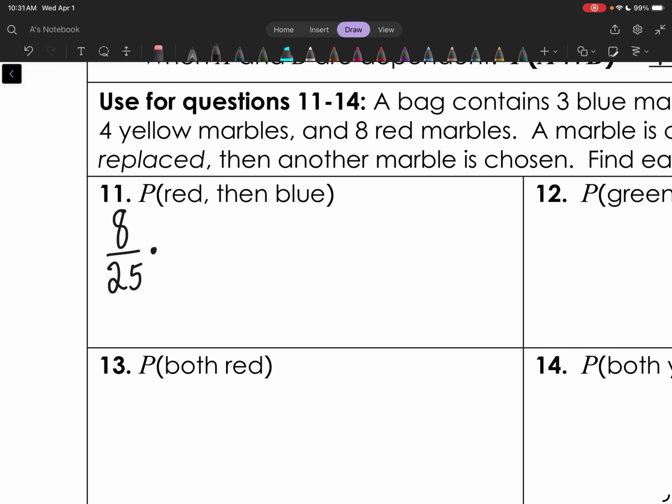If I pull out that one red marble, I no longer have 25 in my bag. I have 24 marbles. Out of those 24, 3 are blue. This is 1 over 25, so 4%.